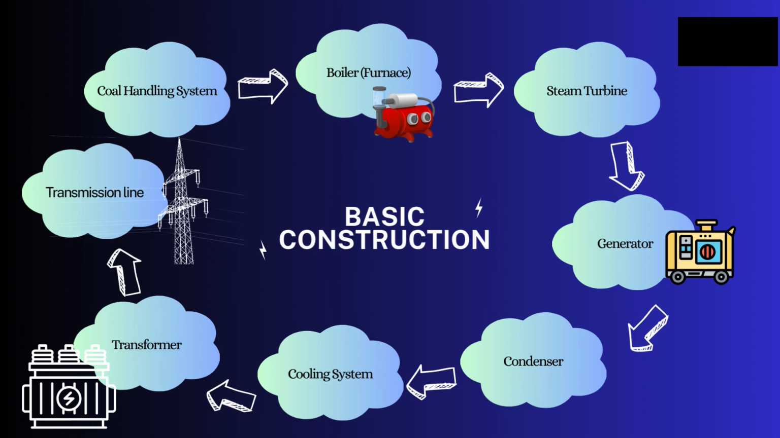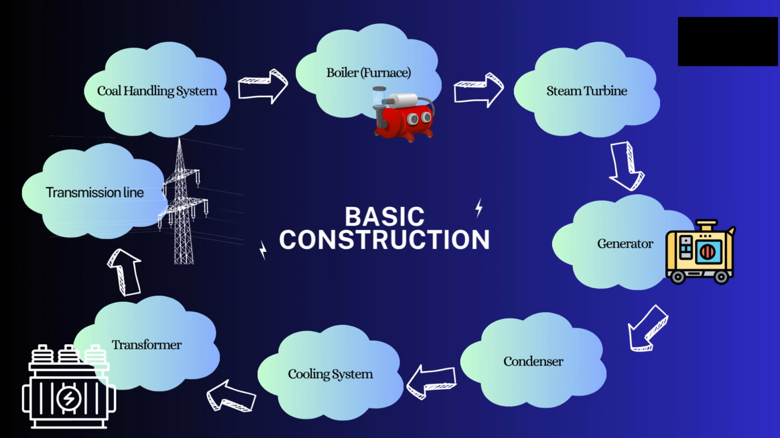Then we move to the steam turbine. High pressure steam flows into the steam turbine, which has multiple stages: high, intermediate, and low pressure. The steam pushes against the turbine blades, causing the shaft to rotate. This rotation provides the mechanical energy needed to generate electricity.